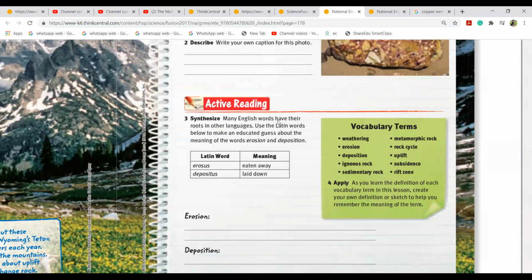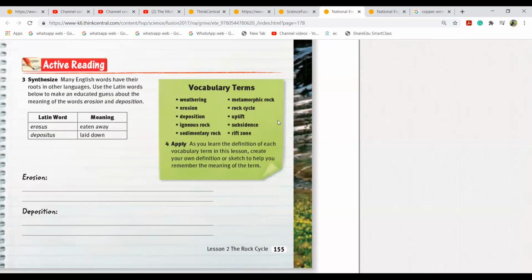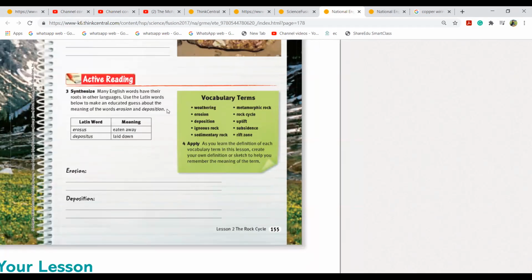They are always changing. Now, Zishan, please, before I finish my class, please read the vocabulary terms. Weathering, erosion, deposition, igneous rock, sedimentary rock, metamorphic rock, rock cycle, uplift, subsidence, and rift zone. Okay. Thank you, dear. Any question you have regarding this? No.